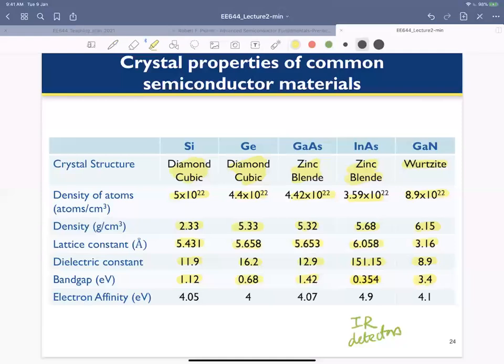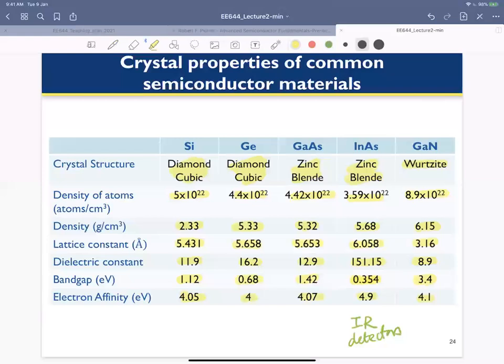Electron affinity is again almost similar. If you look at silicon and germanium, their electron affinity does not have much difference. Also gallium arsenide's electron affinity is not much different. But indium arsenide has a very high electron affinity, right? So it's very difficult to remove an electron from indium arsenide compared to silicon and germanium. Okay, so these are the crystal properties of some of the basic semiconductor materials.